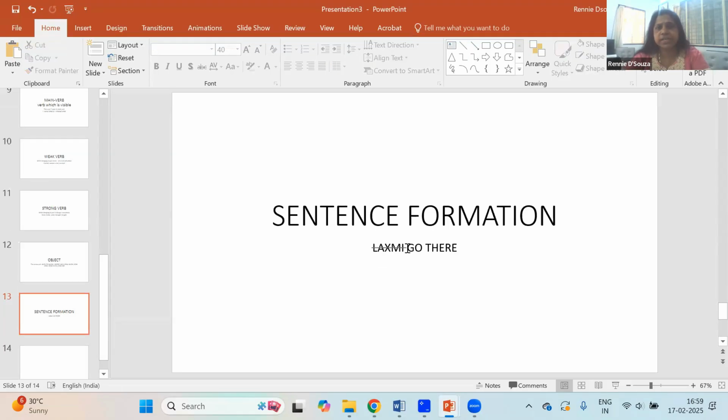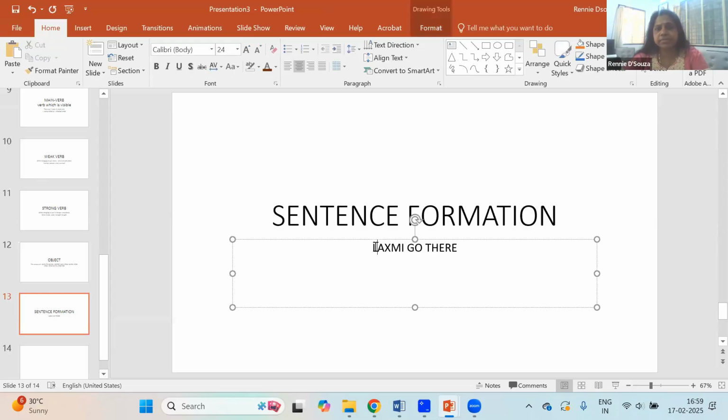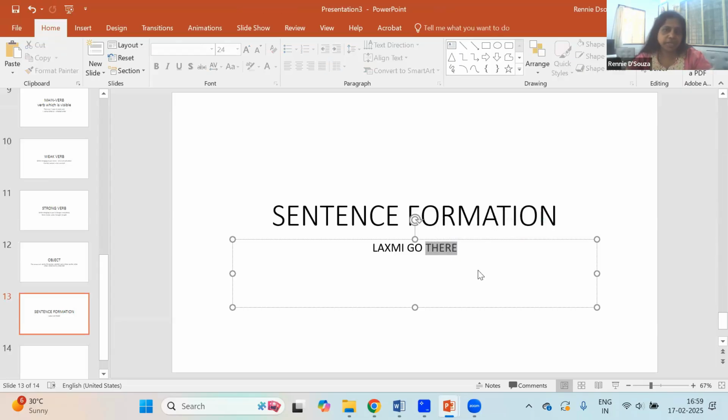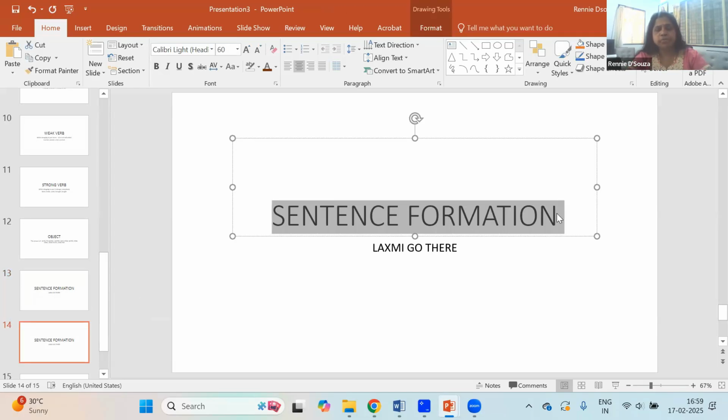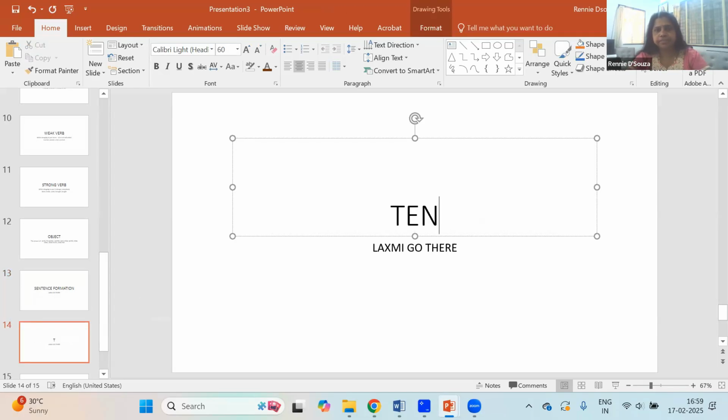Now, let us see all these parts as a sentence. First part is noun. Noun is name, Lakshmi. Second part is verb, that is work, go. And third part is there, where, that is object. So now we have formed a sentence using subject, verb and object. This is about sentence formation.